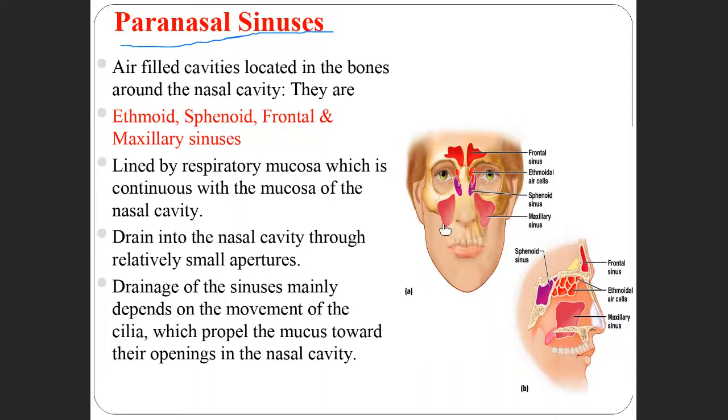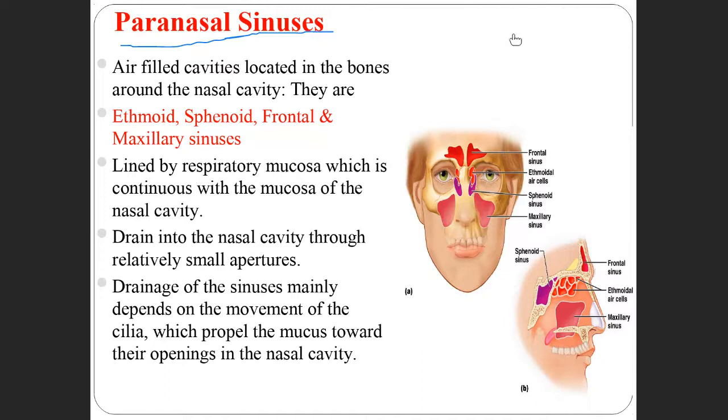Because of these spaces, this is the cross section. Because of these spaces, we can move our head, or our head is very light. Otherwise, if these spaces are filled by something, water or whatever, there may be chances of heaviness in the face.